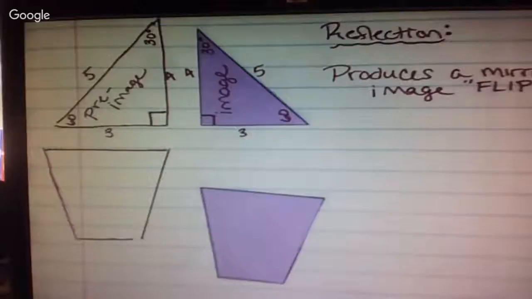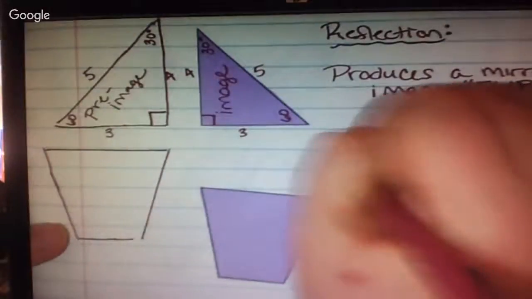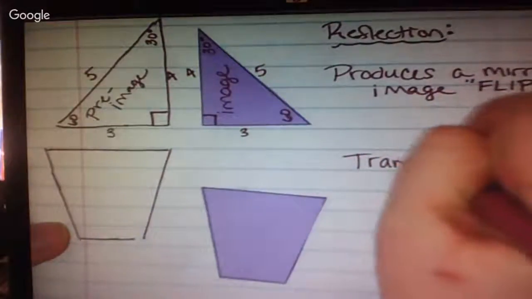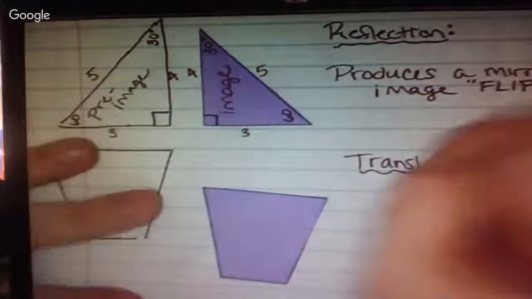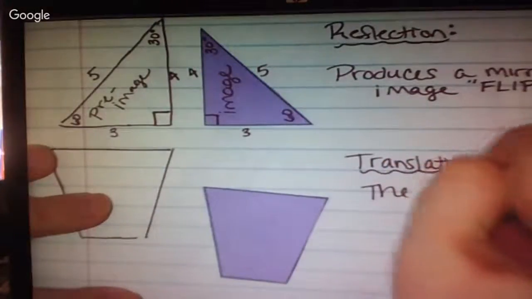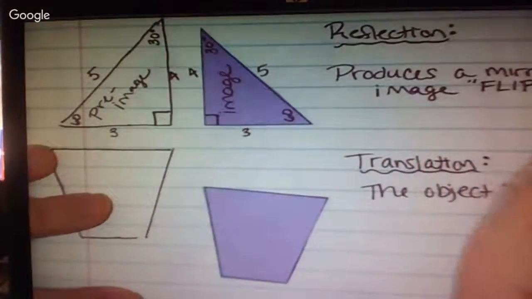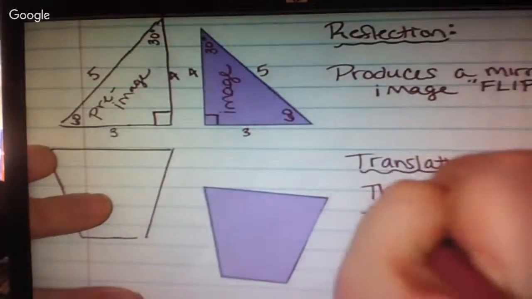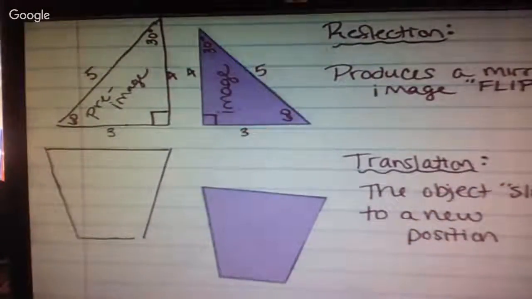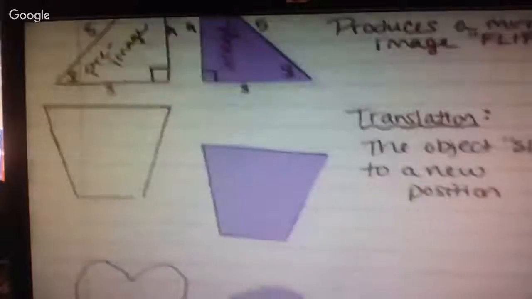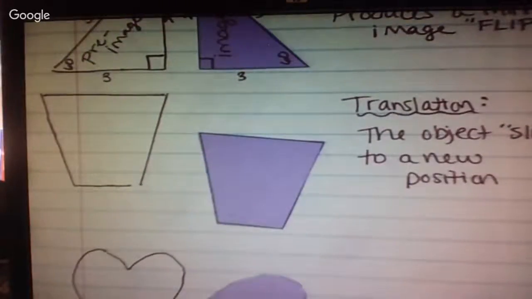Does anybody know the actual math term for it? Translation. This is a translation. The object slides to a new position. Okay. Your object slides to a new position.